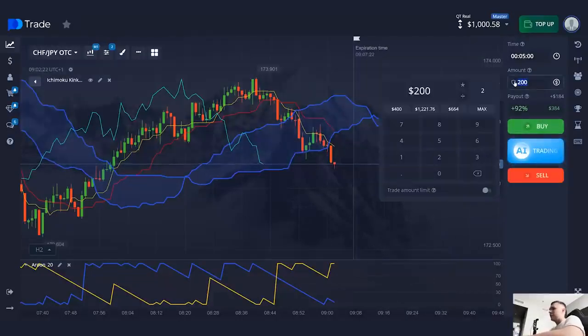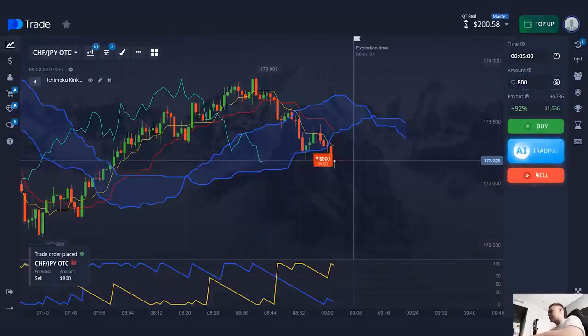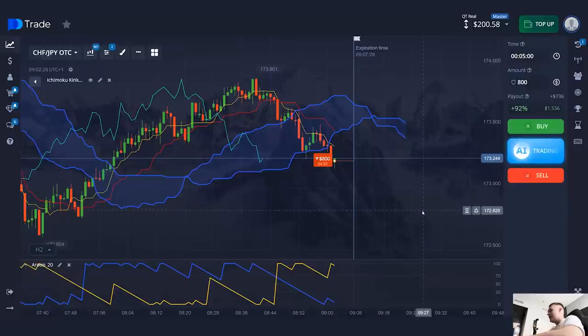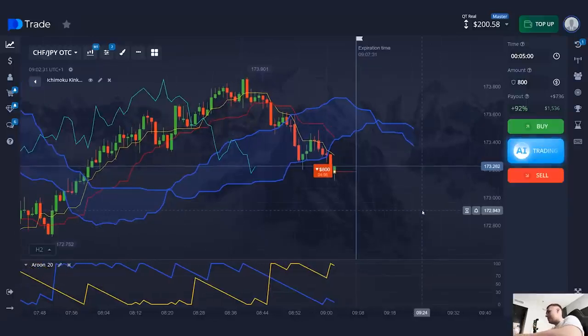My first trade was for $800, my forecast is that the price will decrease, the expiration time of the trade is 5 minutes. I press the red button and open my first trade in this trading session.